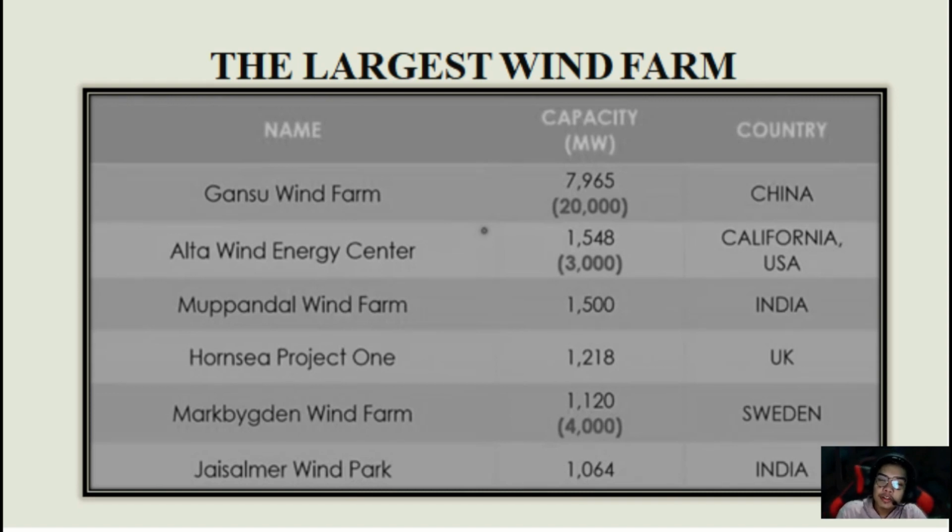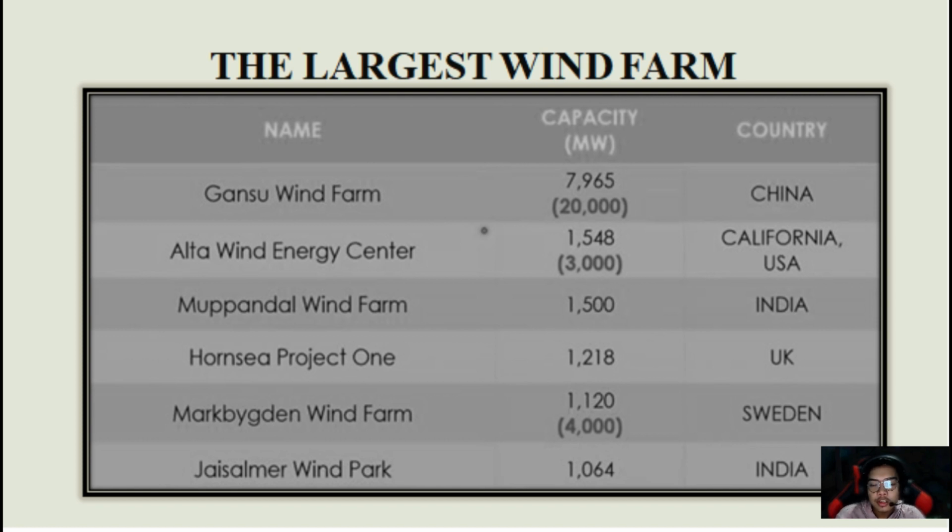So, ano ang largest wind farm? First of all, is yung Gansu Wind Farm. Ito yung pinaka-largest sa lahat ng nandito. Which capacity niya is 20,000 pero ang kaya niya lang i-produce ng enerhiya ay 7,965. Ongoing pa rin din kasi siya. So itong Gansu Wind Farm nakapaloob siya from China.